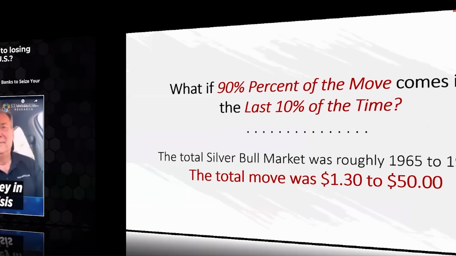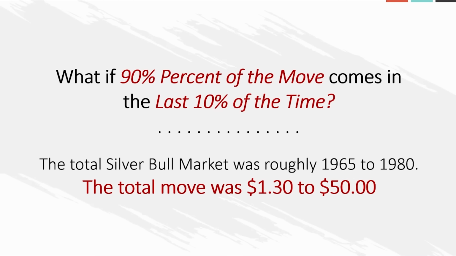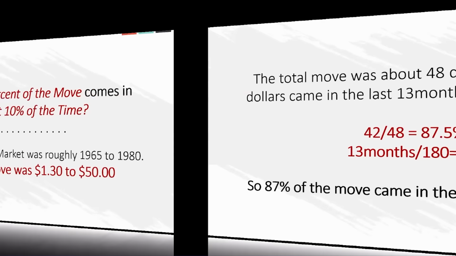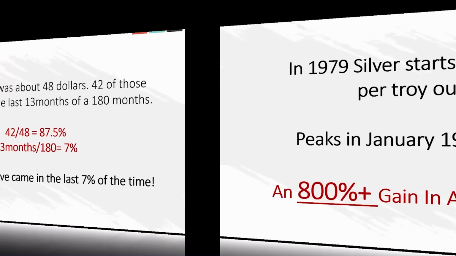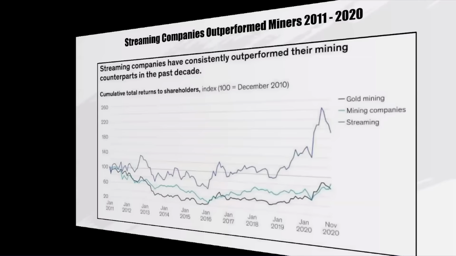So markets move in a rather interesting manner. Real estate, tech stocks, FANG stocks, they all get an acceleration at the end of the move. And silver, 90% of the move in the last 10% of the time. Well, actually, it was 42 months, 87% of the move happened in the last 7% of the time. And we had an 800% gain in 1 year. I'm looking for something similar this time around.